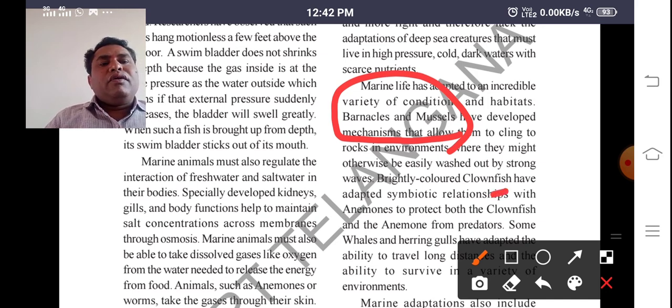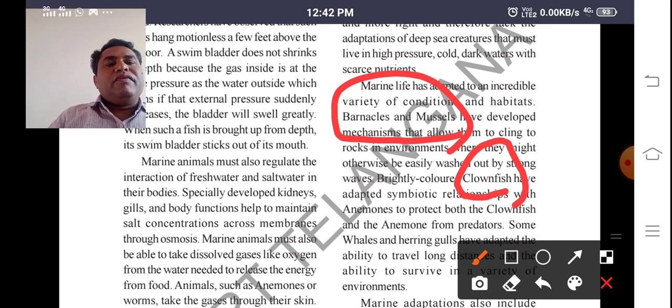Similarly, you take clownfish. These clownfish have adopted a symbiotic relationship with anemones to protect both the clownfish and the anemone from predators.